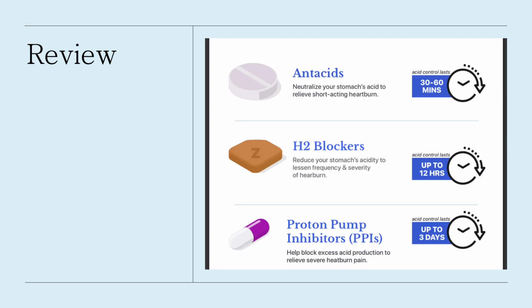All right, so this is just a review of the 3 classes of medications that we went through. So our antacids, remember, they neutralize your stomach's acid to relieve short-acting heartburn. Acid control only lasts from 30 to 60 minutes. Your H2 blockers, they reduce the stomach's acidity to lessen the frequency and the severity of the heartburn. That acid control lasts up to 12 hours. Your proton pump inhibitors, they help block excessive acid production to relieve severe heartburn pain. And that acid control lasts up to 3 days.